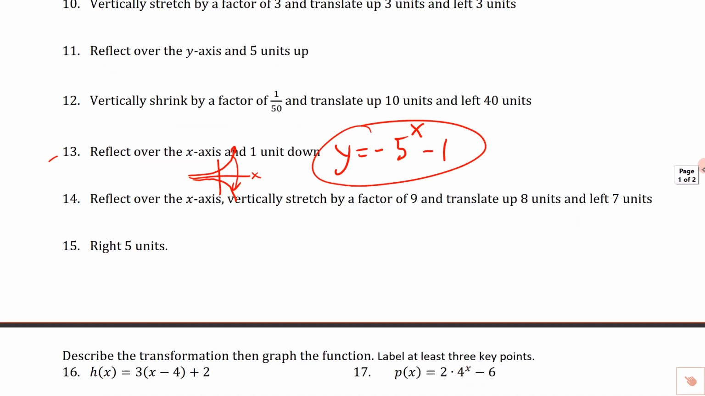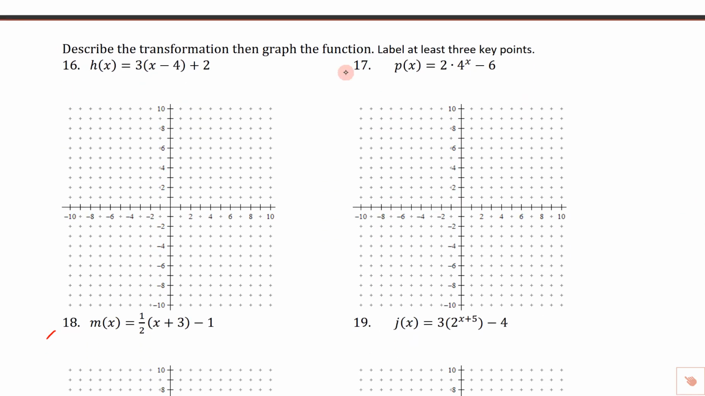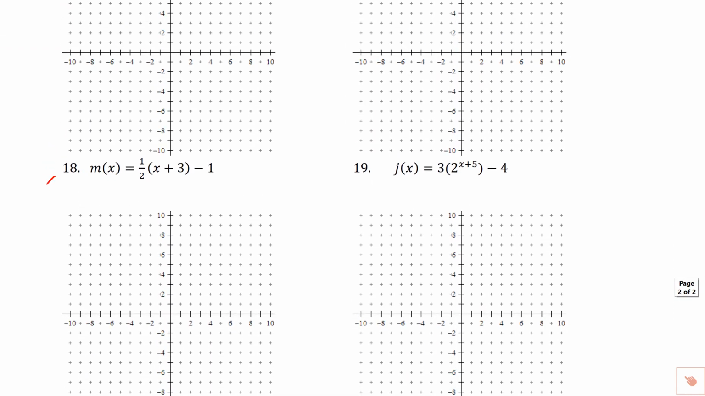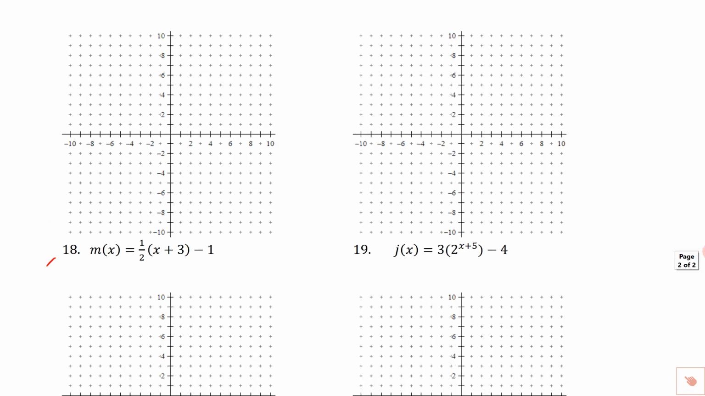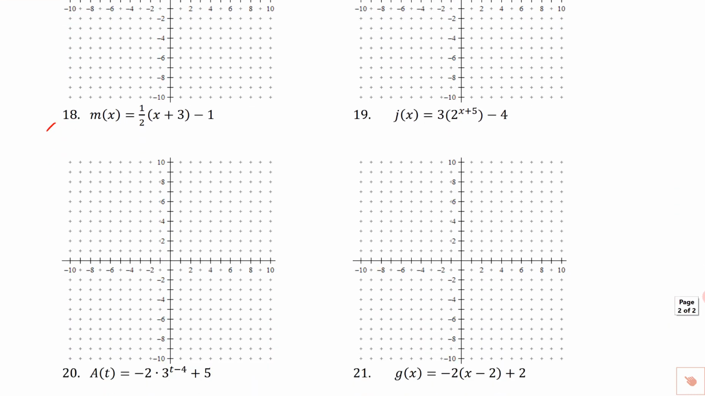Let's flip over to the second page. Here we've got some to graph. We've got some linear ones. We've got some exponential ones. I'm going to choose this one right here. I'm going to do number 18. This one is a linear one, but it's got a couple things going on here. So it says describe the transformation, then graph it, and then label at least 3 key points. So let's make sure that we do that.